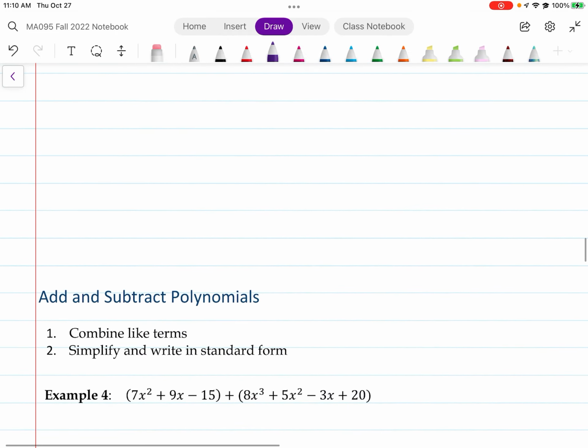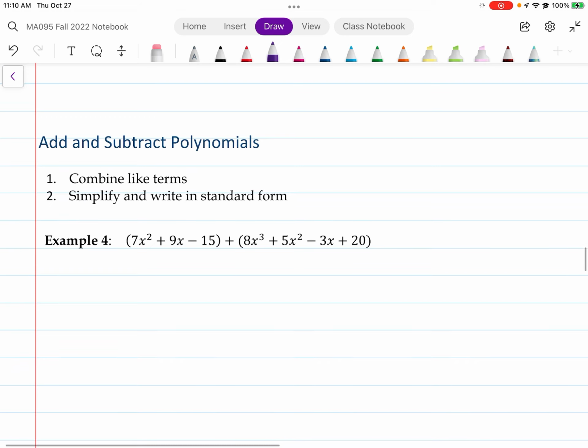All right, moving on. Adding and subtracting polynomials. So adding and subtracting, we really just combine like terms, and then we simplify and write in standard form. So those are the steps. Combining like terms just takes some patience. So I'm going to look, these, notice, are in standard form, which definitely makes it easier.